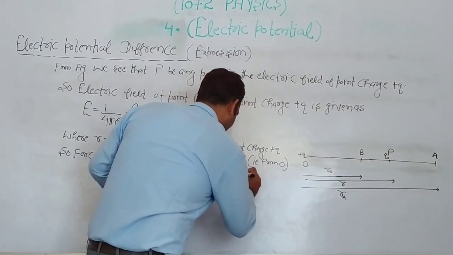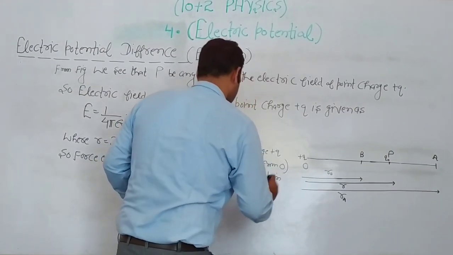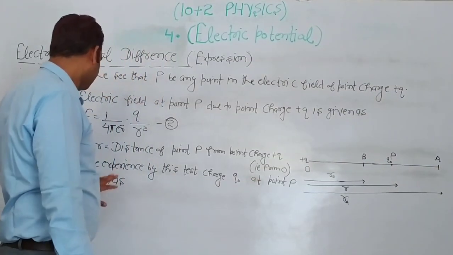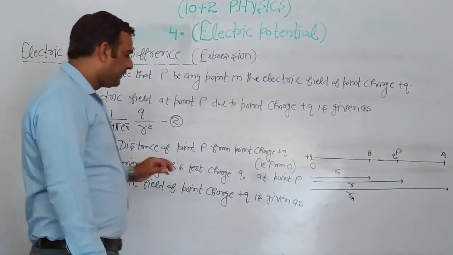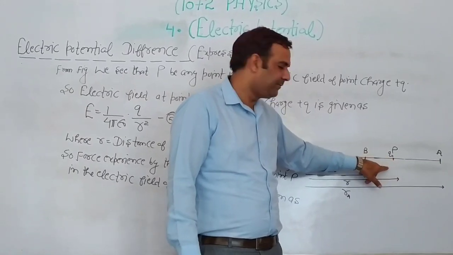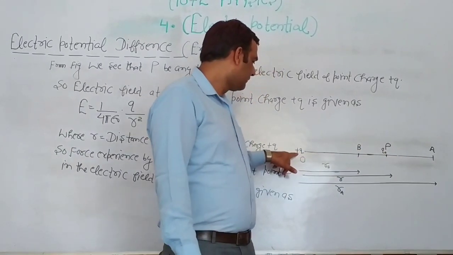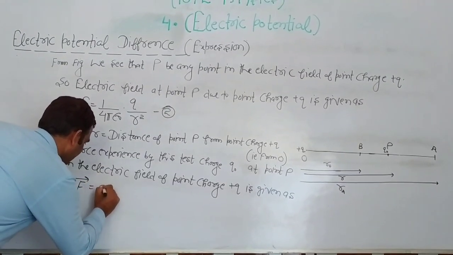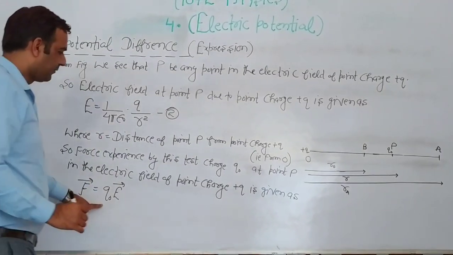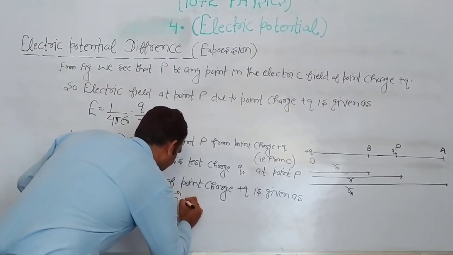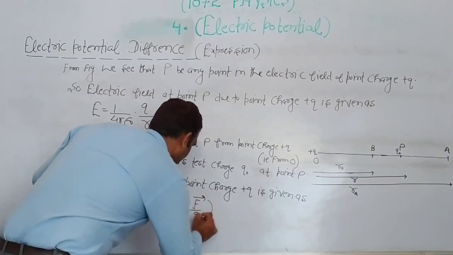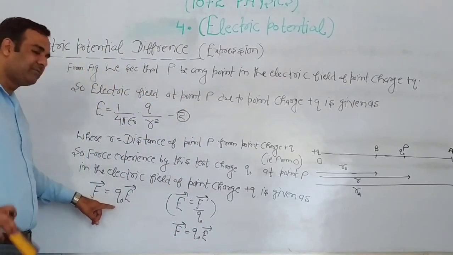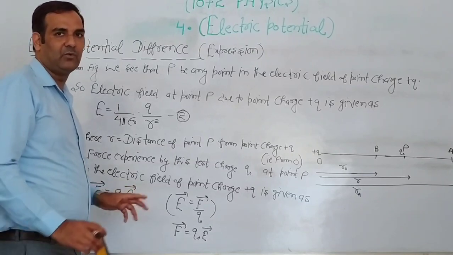at point P is given as: force experienced by this test charge at point P in the electric field of this point charge is given as F is equal to Q naught E. And this formula came from E is equal to F by Q naught, and from here F is equal to Q naught E. This is the force experienced by the test charge in the electric field produced by point charge plus Q.